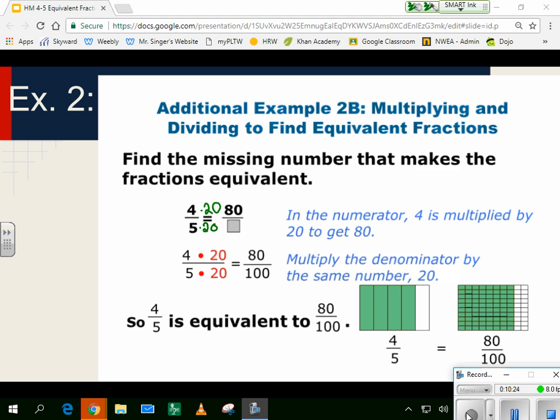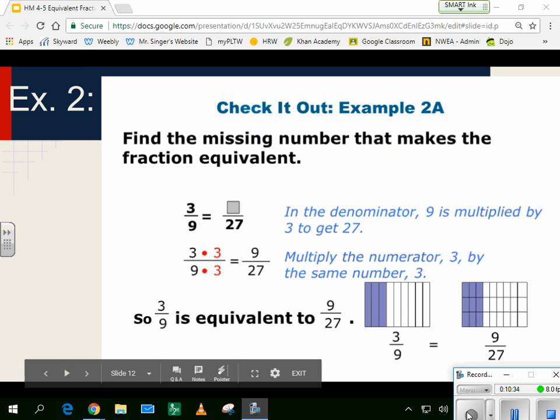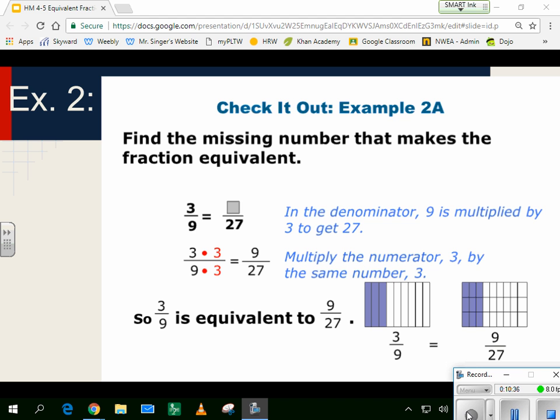5 times 20 gives you 100. So the equivalent fraction of 4/5 here would be 80/100. Okay, hopefully this is catching on a little easier. All right, here's another one where we have 3/9 equals what 27ths.